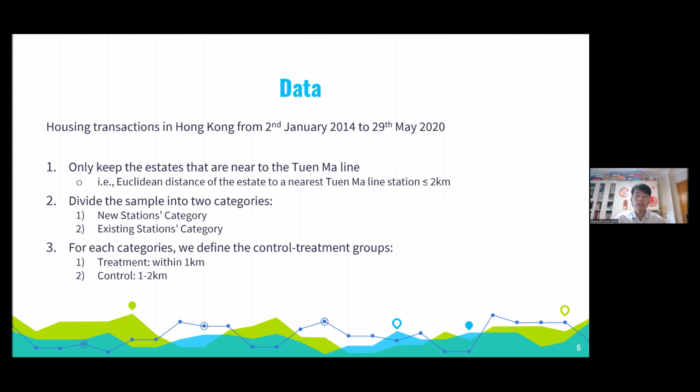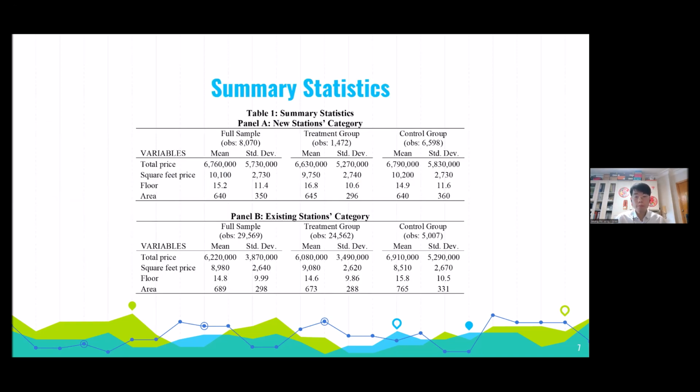But more or less, since they are closer to the treatment group, we hope that the geographic difference or spatial effect should be eliminated and minimized, such that the only major difference is the existence of the station. Okay, so this is the summary statistics of our table. One thing to point out is that in both categories, the control group has a higher mean total price compared to the treatment group.